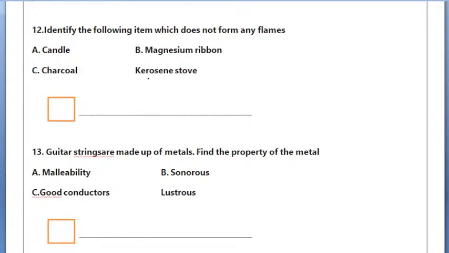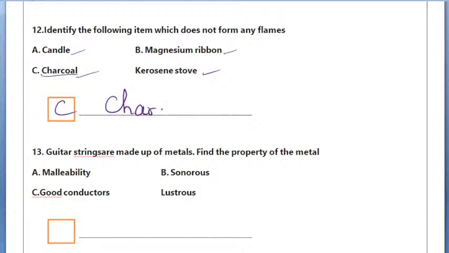The next question, identify the following item which does not form any flame. Which is not going to form a flame out of these four? Candle, it forms a flame, right? Magnesium ribbon, when we burn it, it forms a flame. What about charcoal? It does not form a flame. What about kerosene stove? It will form a flame. So the right answer here is option C, charcoal.